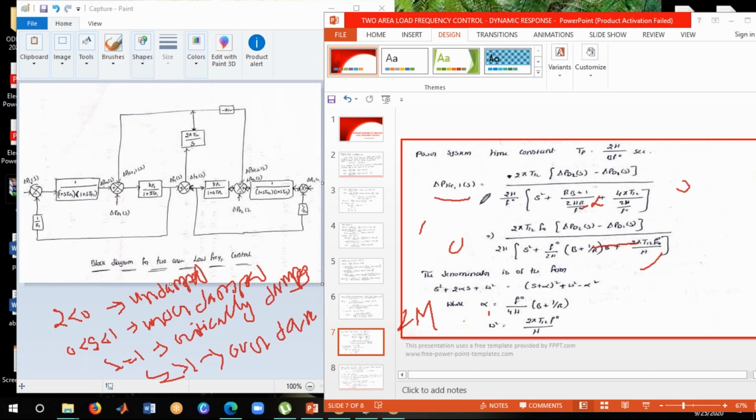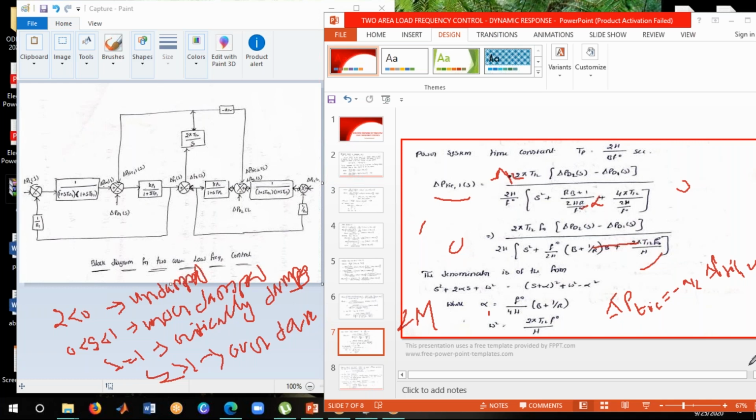Okay na? If you want to find that equation with respect to area 2, additionally what you will get means here a12 will come. That is the difference between area 1 and area 2. ఎందుకంటే if you want equating that area 1 and area 2, the factor we need to consider is minus a12 and delta P tie of 2.